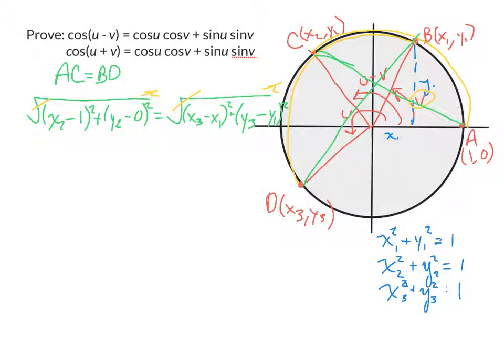So x2 minus 1 squared, that's x2 squared minus 2x2 plus 1, plus y2 minus 0 is y2, and then squared is y2 squared, equals x3 minus x1 squared, that's x3 squared minus 2x1x3 plus x1 squared. And I'm going to run over here, but y3, so we're doing the last one, y3 squared minus 2y1y3 plus y1 squared.